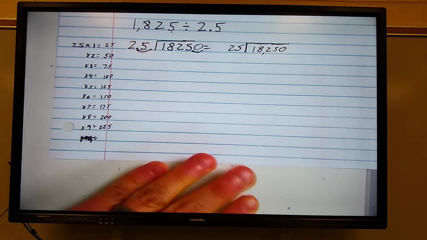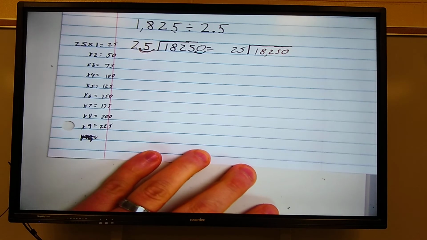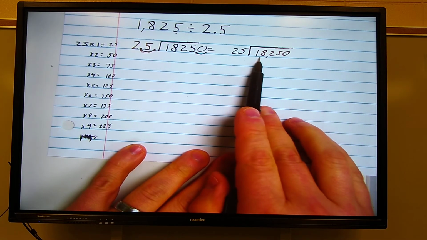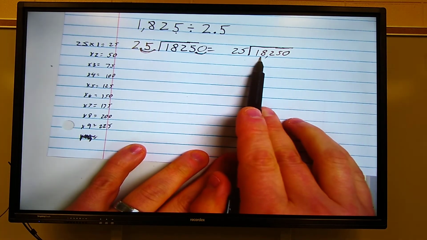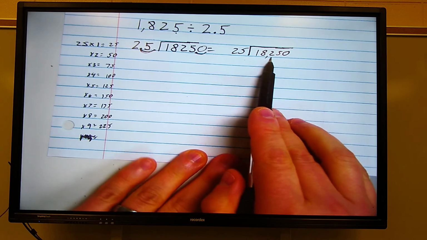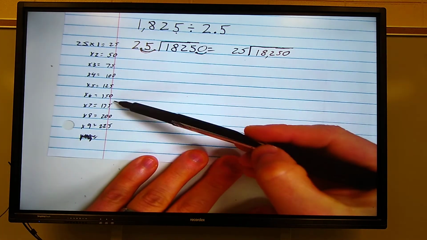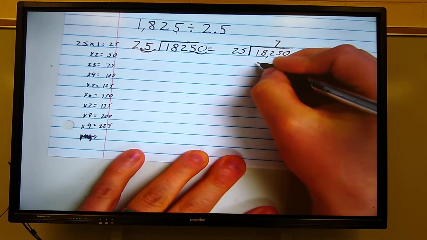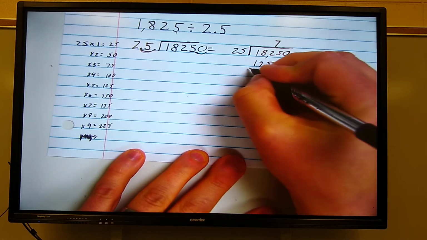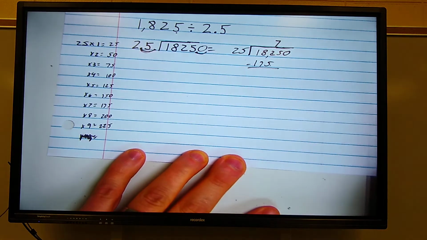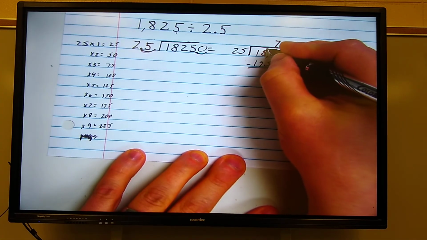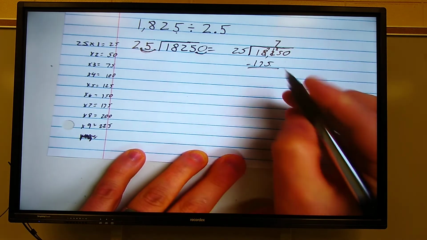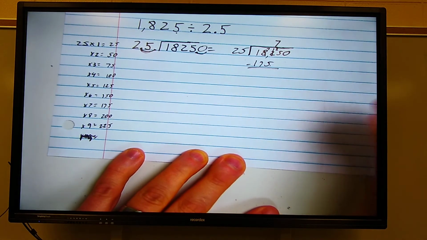All right, let's see how good you did. Can 25 go into 1? No. Can it go into 18? No. Can it go into 182? Yes. How many times? 7 times. 7 above the 2. 7 times 25 is 175. Subtract. I can't subtract 2 minus 5. I have to come over here to the 8. Make it a 7. And make the 2 a 12. 12 minus 5 is 7.